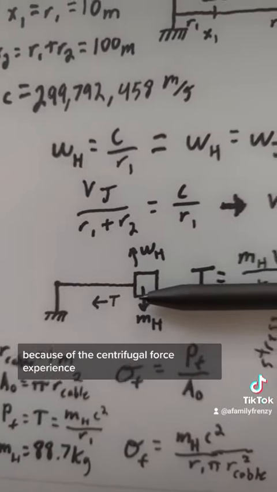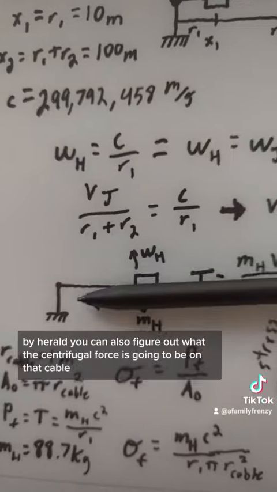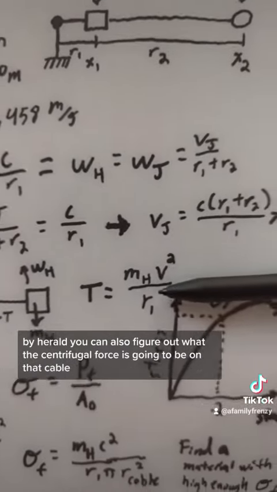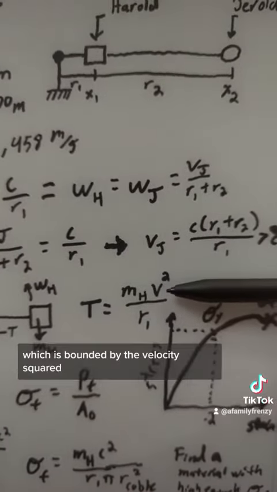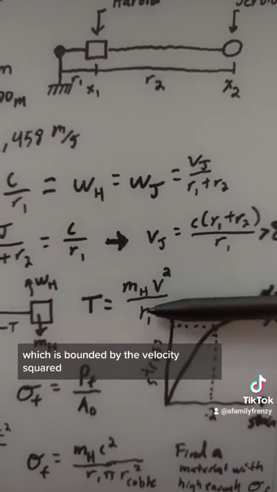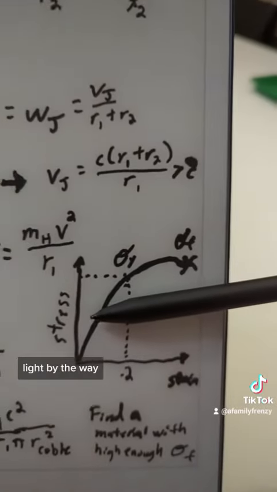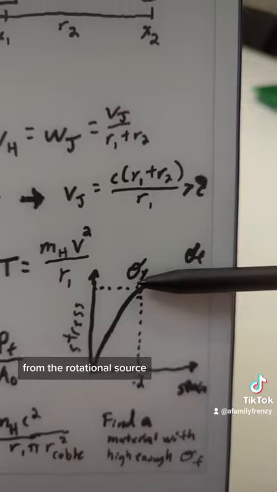Because of the centrifugal force experienced by Harold, you can also figure out what the centripetal force is going to be on that cable, which is tension T, which is bounded by the velocity squared, which is going to be the speed of light, by the way, and the distance from the rotational source.